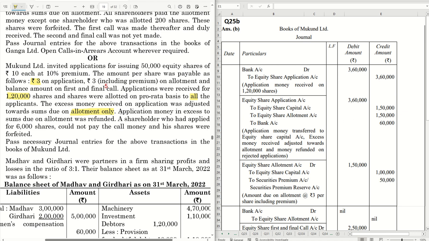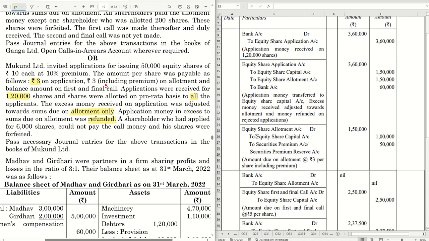Let's move on. Application money in excess to sums due on allotment was refunded. It's clearly mentioned as well, so no need to worry. In case it is not mentioned, then also the same entry would have been passed. A shareholder who had applied for 6,000 shares could not pay the call money and his shares were forfeited. So let's move on with our journal.